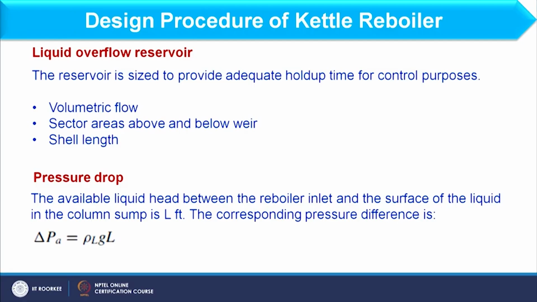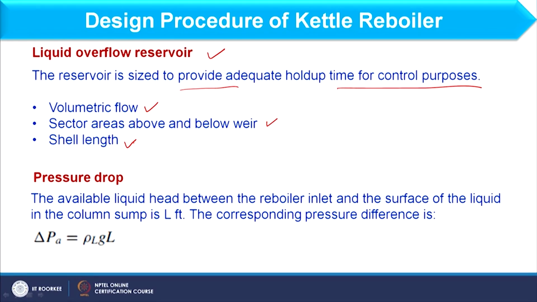And now we will focus on the pressure drop part of the reboiler, to ensure that liquid comes automatically from the distillation column bottom to the reboiler. Further design of the kettle reboiler says that we have to design the liquid overflow reservoir. The reservoir is sized to provide adequate hold up time for control purposes. For the liquid overflow reservoir, we have to find the volumetric flow, the sector area above and below the weir, and also the shell length, because tube length is different and shell length is different.